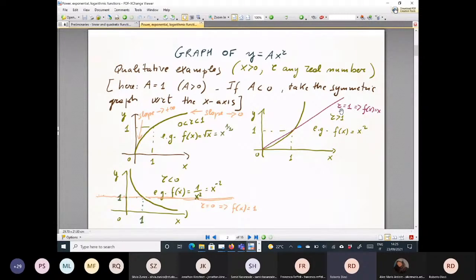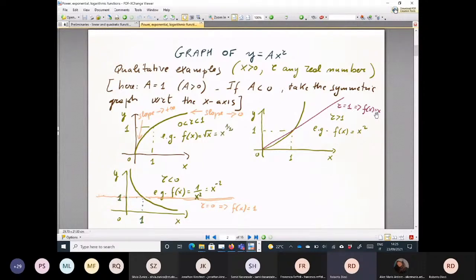Then there is, of course, a particular case when r is equal to 1. If r is equal to 1, this is a linear function, okay? It's x to the power of 1. It is x, it's just the purple graph here. It's the bisector of the first quadrant, okay? y equal to x, f of x equal to x.